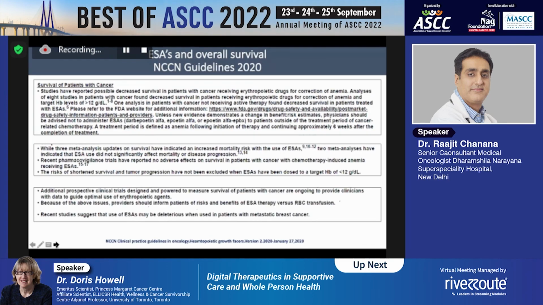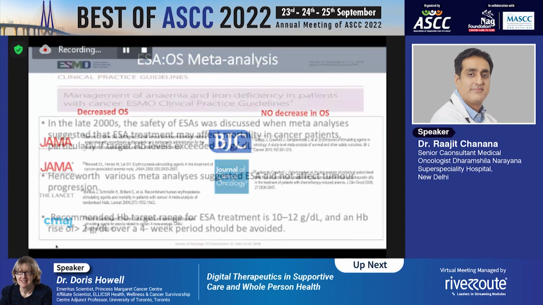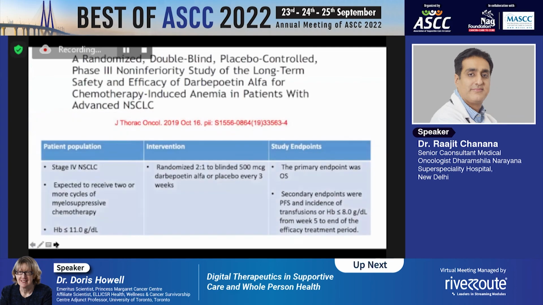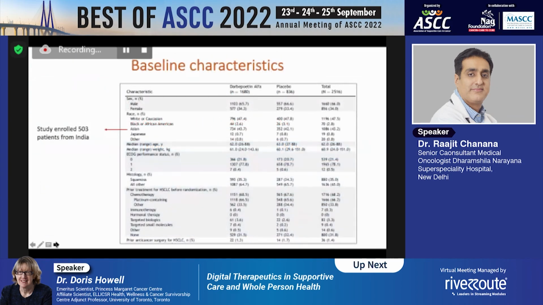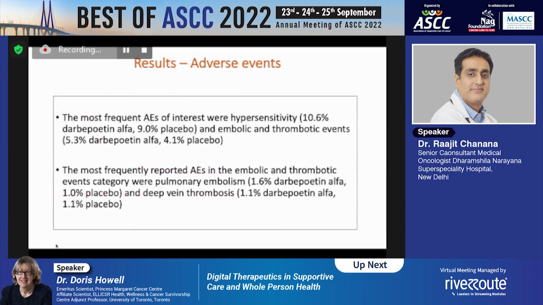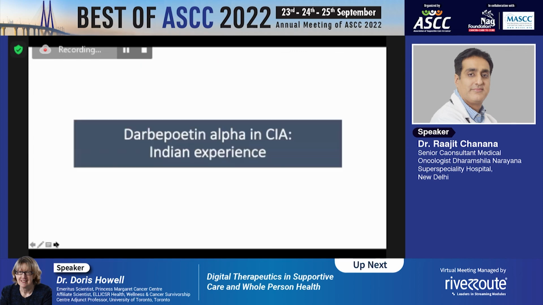So I'll conclude my presentation. So I just want to state that there is some recent evidence. There is Indian data that has also shown that adding ESAs to anemia patients can result in better treatment outcomes and better quality of life. And the most frequent adverse event reported in the Indian study was hypersensitivity reaction, and the risks of embolic and thrombotic events were 1.6% and 1.1% respectively.